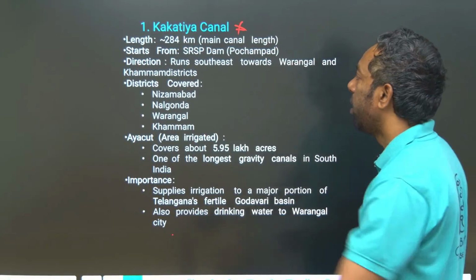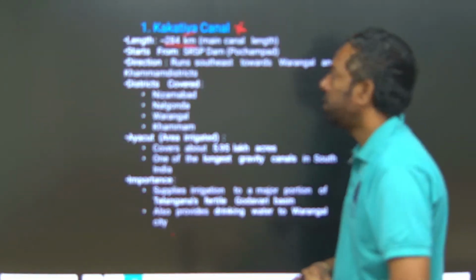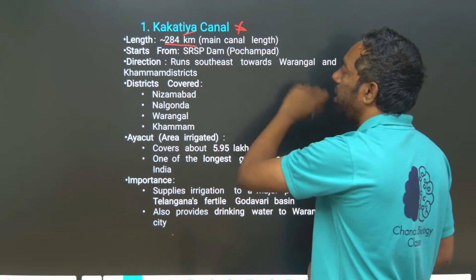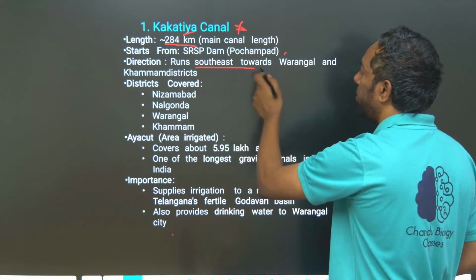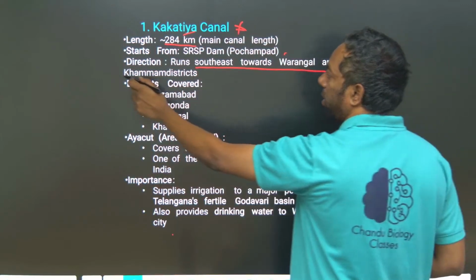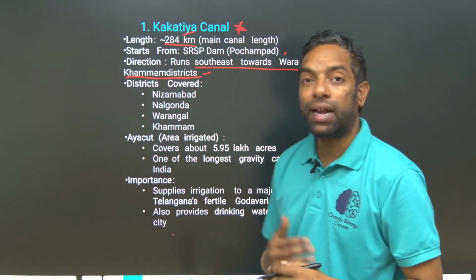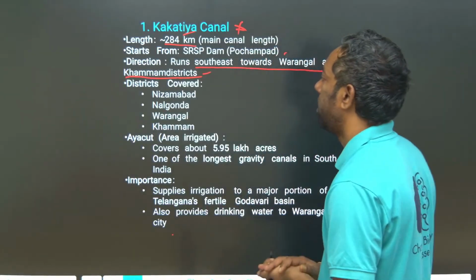Kakatiya canal length is 284 kilometers, from the SRSP dam at Pochampad. The direction is southeast towards Warangal and Khammam districts. The Kakatiya canal flows towards Khammam and Warangal. This is the main point for TSPSC.